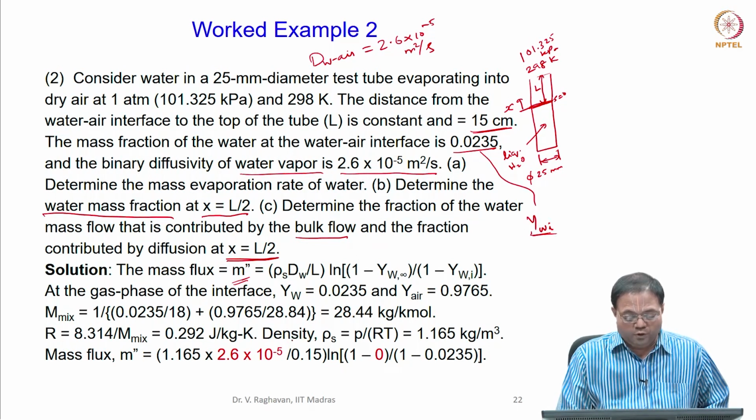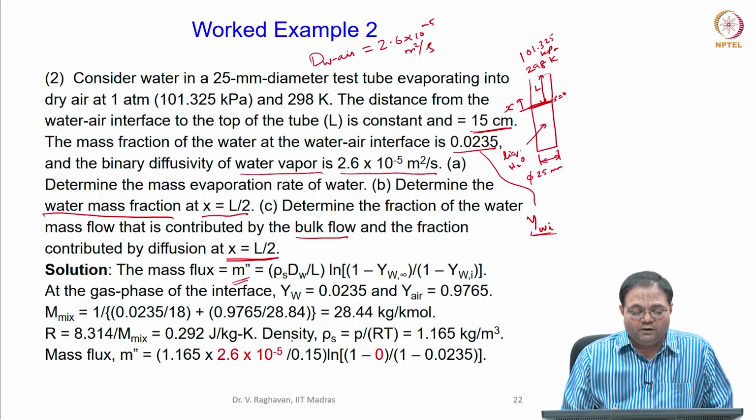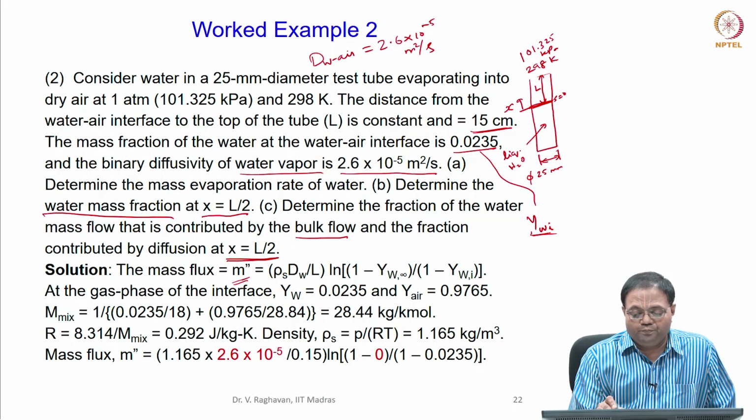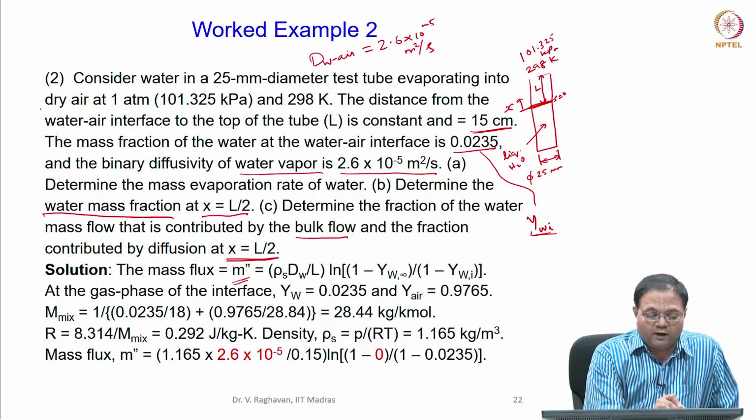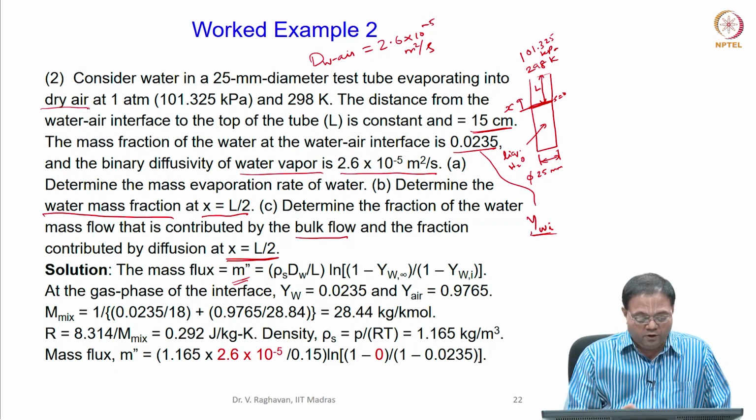So, now it is given that it is dry air. So, evaporating into dry air. That you have to keep in mind.